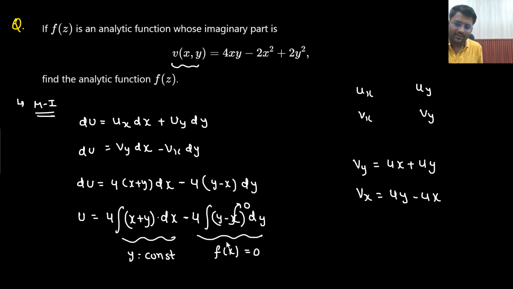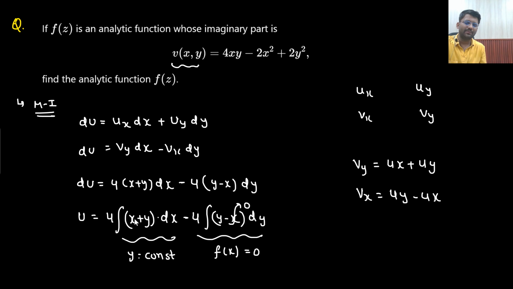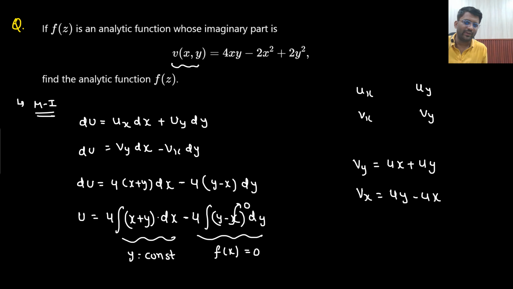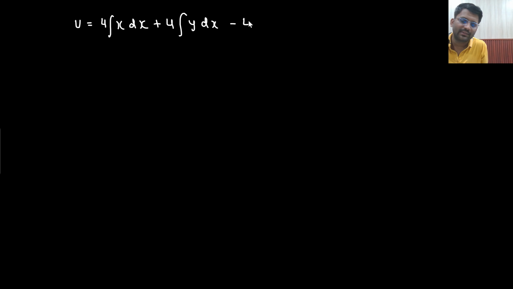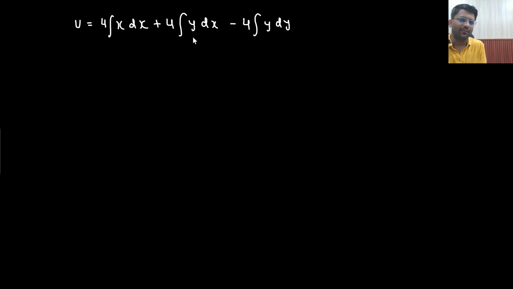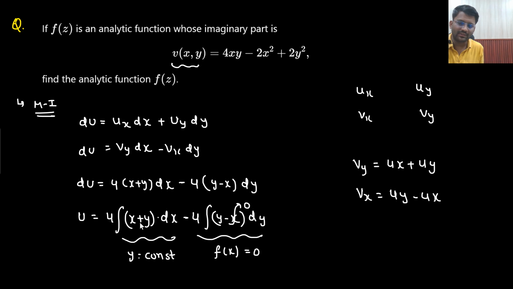So what you are getting, u is coming out to be 4x dot dx plus 4y dot dx, minus 4y dot dy, where this x goes to 0. This is your x plus y. Understandable? Everything is clear here. Y will be treated as constant here.